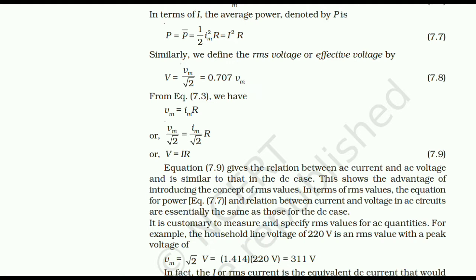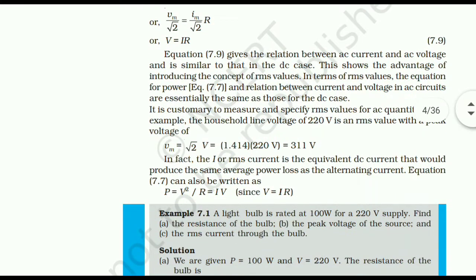The equation thus gives the relation between the AC current and AC voltage, and it is similar to that in the DC case. This shows the advantage of introducing the concept of RMS values. In terms of RMS values, the equations of power and relation between current and voltage in an AC circuit are essentially the same as those for the DC case.